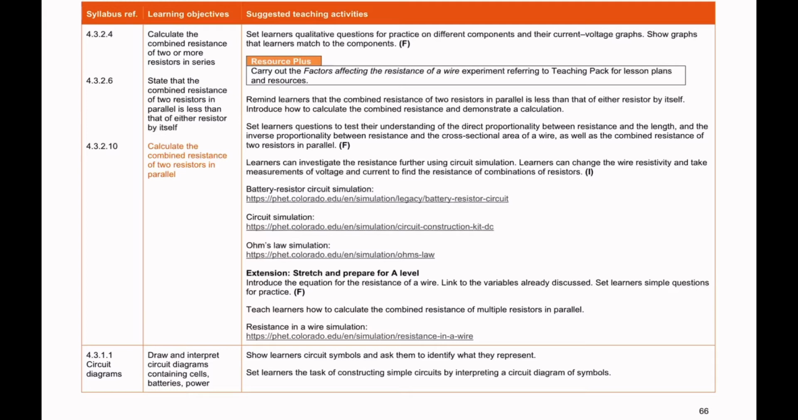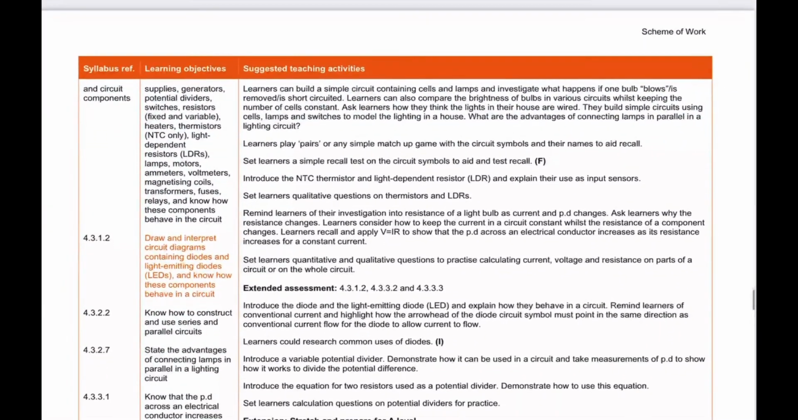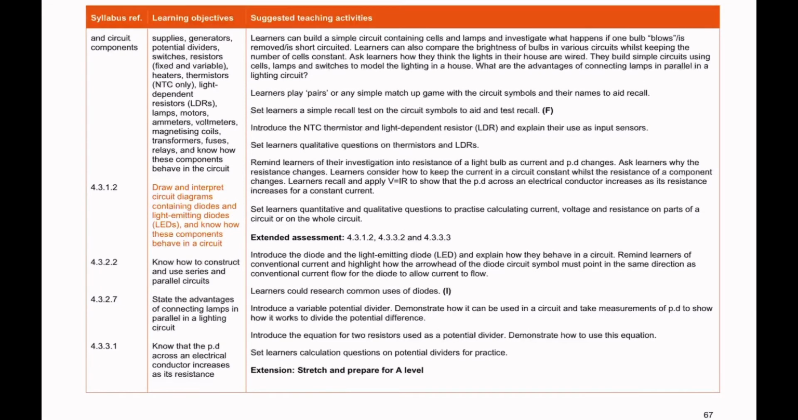Key concept 4.3.1.1 Circuit diagrams. Draw and interpret circuit diagrams containing cells, batteries, power supplies, generators, potential dividers, switches, resistors fixed or variable, heaters, thermistors (NTC only), light-dependent resistors, lamps, motors, ammeters, voltmeters, magnetizing coils, transformers, fuses, relays, and note how these components behave in a circuit. Draw and interpret circuit diagrams containing diodes and light-emitting diodes, LEDs, and know how these components behave in a circuit. Know how to construct and use series and parallel circuits.